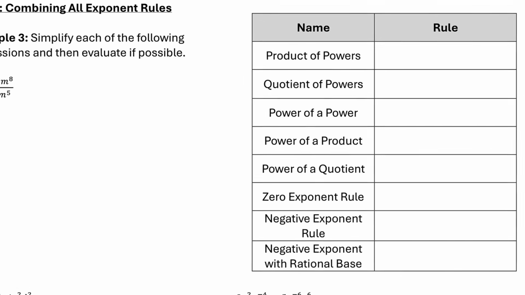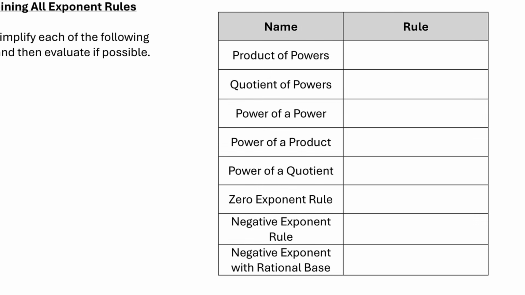So let's start by filling out this table as a refresher of what you should know. If you have a product of powers that have the same base, so for example, a to the power of m times a to the power of n, you keep that base of a and add the exponents, m plus n. But if you have a quotient of powers with the same base, so a to the power of m divided by a to the power of n, you keep the base of a and subtract the exponents, m minus n. And if you have a power of a power, so a to the power of m raised to the power of n, you keep the base of a and multiply the exponents, m times n.